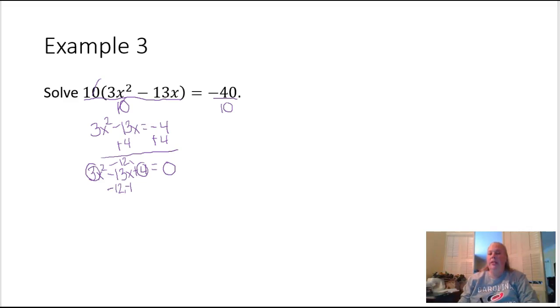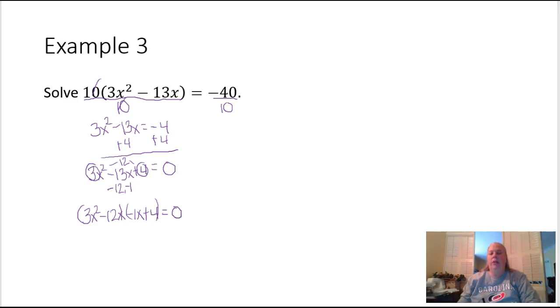All right, and then remember the next thing I want to do is rewrite this problem. But I'm going to take out the middle term 13x, and I'm going to replace it with these factors, negative 12 and negative 1. This is going to give me 3x squared minus 12x minus x plus 4 is equal to 0. All right, and now I'm going to group them together, and I am going to factor by grouping. So we'll group the first two together. We'll group the last two together right here.